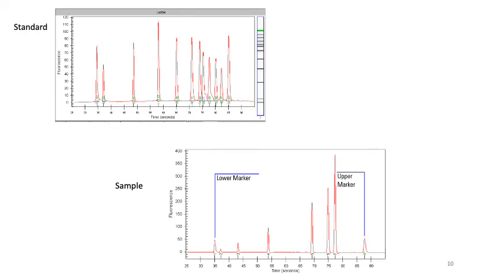To extrapolate the size of the library, the 2 markers run with the sample are compared to a series of standards. An example of the DNA ladder or standard is shown in the top image on this slide. The lower image is an example of a poor quality library preparation. Notice there are multiple fragments between the upper and lower marker. Remember, ideally the library is a uniform size.